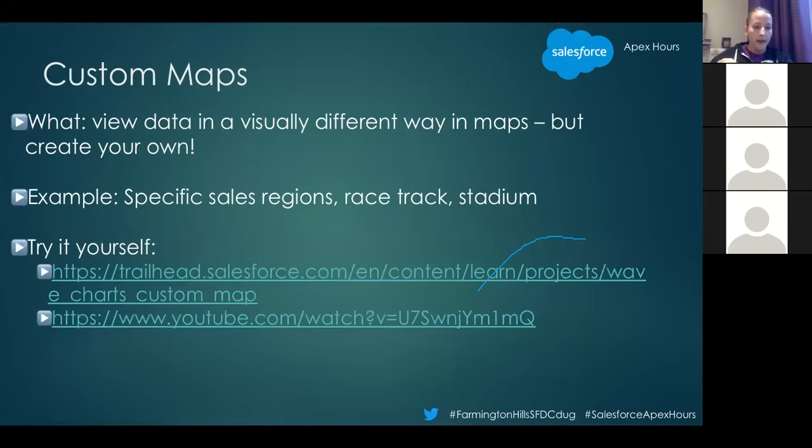Einstein Analytics. For instance, if we want to look at sales within specific regions, maybe we have a specific way of defining our sales regions. We want to have a custom map to do that. We could also, let's say we were working with racetracks and we want to see how cars are looking at different parts of the track, we could create one for that. If we were managing tickets for a stadium, we could maybe have a stadium as a map. So there's a lot of different options.